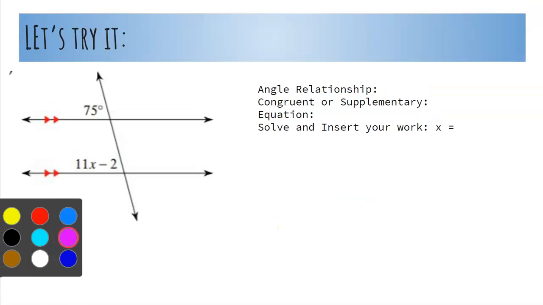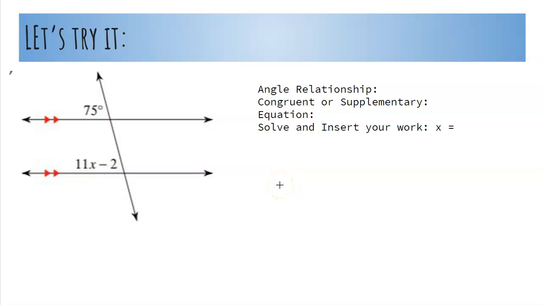Looking at this example, I'm looking at these two angles right here. Using my vocab notes from the other day, I know that these are corresponding angles. They're corresponding because they're in the same position. In this group of four, this is the top left. In this group of four, this is also the top left. So they're in the same position. Because they're corresponding, that tells me that these measures will be congruent.